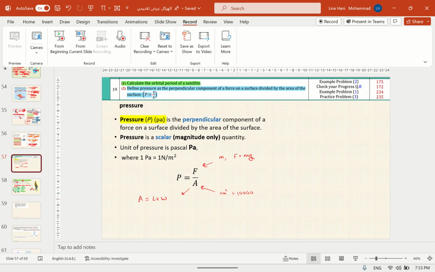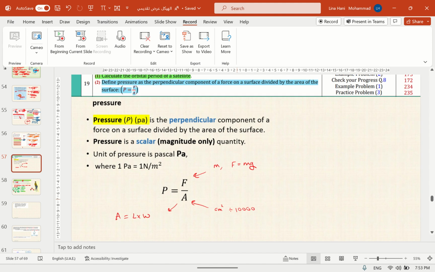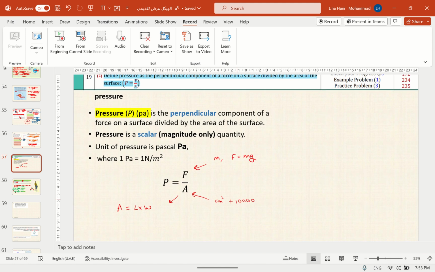Question 19. In this question, it will define pressure as the perpendicular component of a force on a surface divided by the area of the surface. The equation is P equals F over A. Pressure has a symbol P and a unit of Pascal.